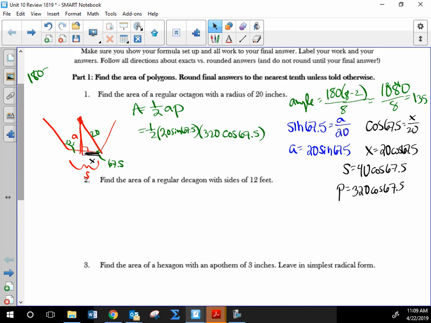Number 3 should say a regular hexagon. Thank you. The fact that it said that was supposed to be that, but it should have said a regular hexagon. I knew that. Oh, yeah.